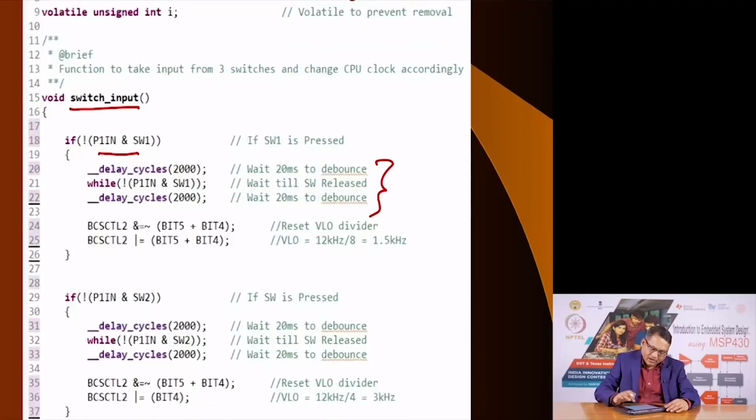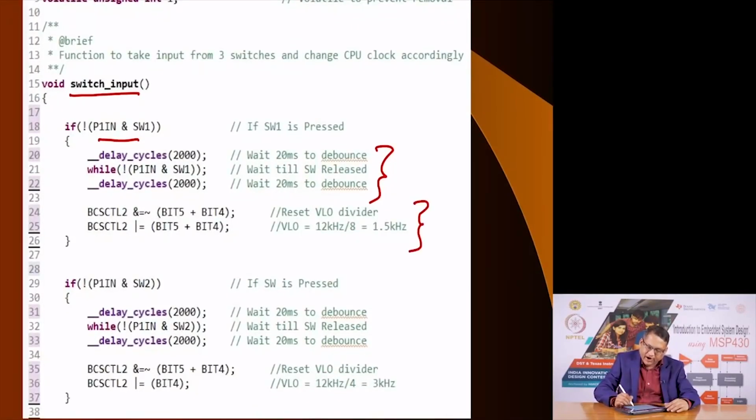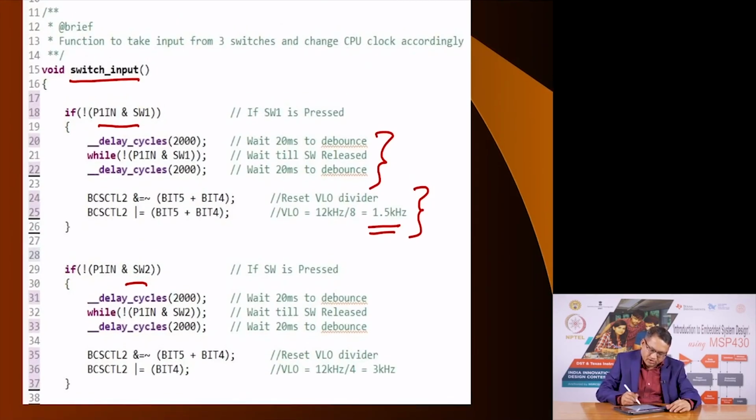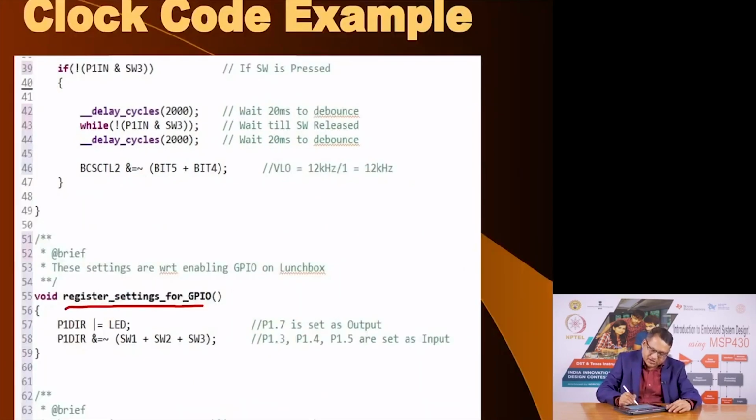Let us go through the code again. Switch input, here we are waiting whether switch 1 is pressed. If it is pressed, this is to debounce, and then you are selecting that the VLO divider should be by 8, therefore, you will get a frequency of 1.5 kilohertz. If switch 2 is pressed, then you debounce it again and select this divider, so that your resultant CPU frequency is 3 kilohertz. And the third option is, if the third switch is pressed, your VLO will not be divided, it will be the same as the VLO frequency, therefore, the CPU clock will be 12 kilohertz.